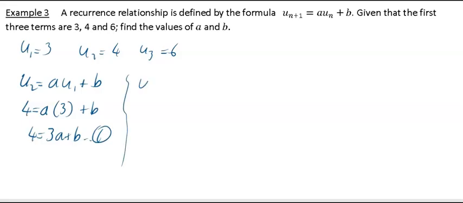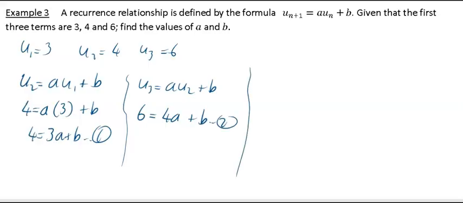And also my u3 would be equal to a times u2 plus b. And again, fill in what we know. u3 was 6. My u2 was 4, so that's going to be 4a. And my b, we don't know, equation 2. Okay, we have two equations, two unknowns. So we'll just write those down again. We have 4 = 3a + b. That was my equation 1. We have 6 = 4a + b. That was my equation 2.